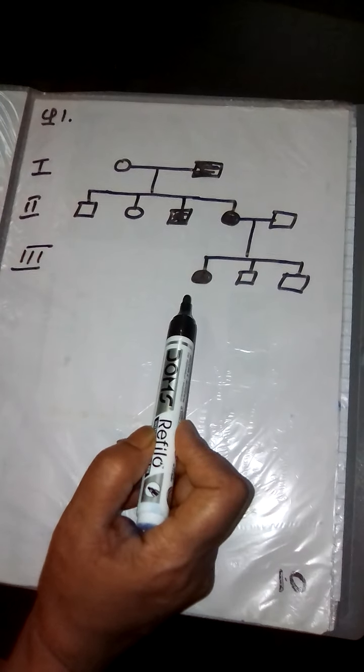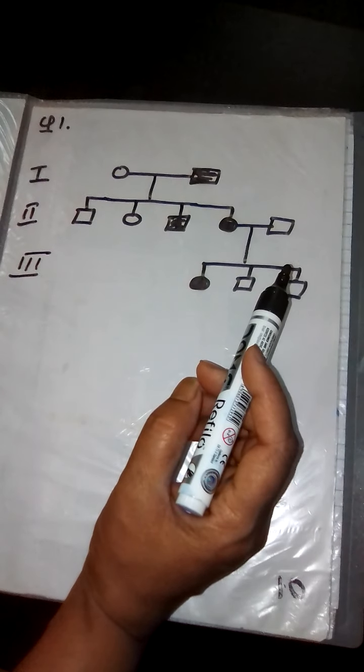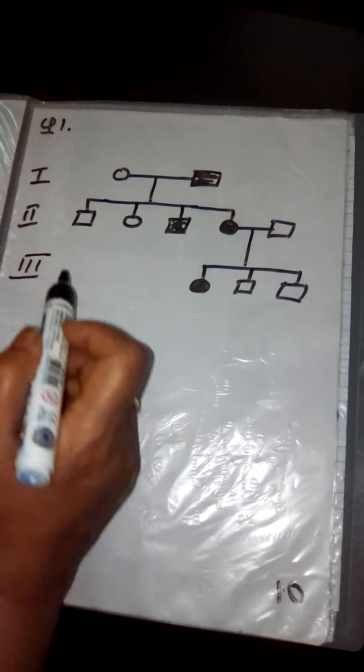The second question is, is the trait sex linked or autosomal? It appears equally in male and female, so it is autosomal. It is not sex linked. Okay, now the third question is, give the genotype of the parents shown in generation 1. One by one I will tell you. What is the genotype of the parents shown in generation 1?